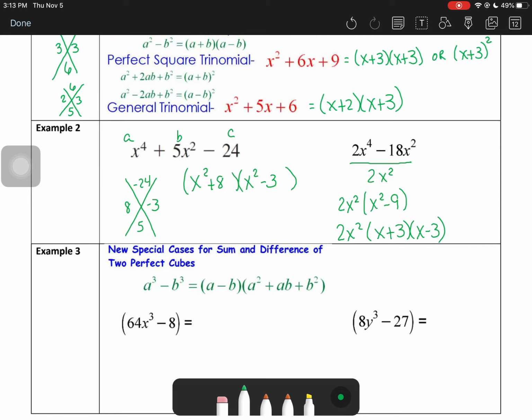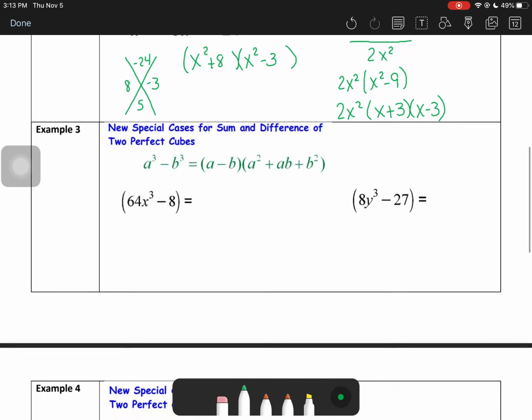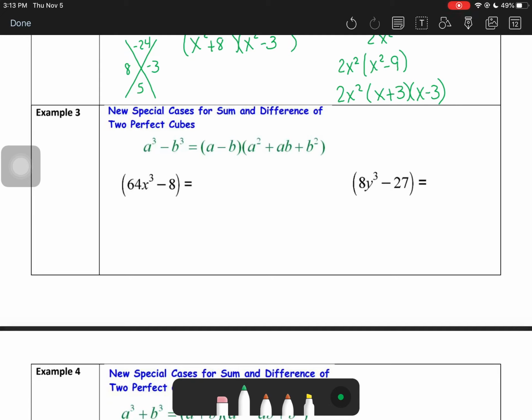Now we'll look at our two special cases called the sum and difference of cubes. First we're going to start with the difference of cubes. It looks complicated, but it's quite simple. The first thing we'll do is take the cube root of a minus the cube root of b. Then we square the a. We multiply the a and the b together, and the sign becomes opposite of what it is in the original problem, and then we square the b.